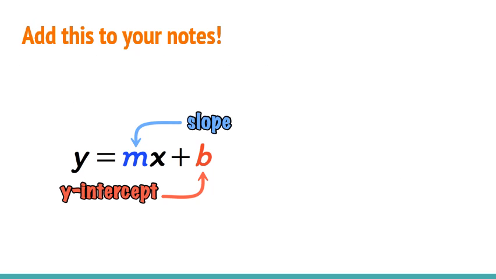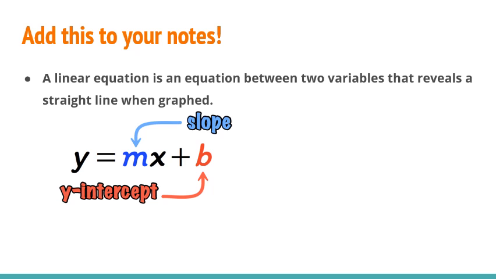Okay, this is what you should add to your notes. y equals mx plus b is slope-intercept form. A linear equation is an equation between two variables that reveals a straight line when graphed. That's why it's called linear, right? A linear equation. We prefer it in the y equals mx plus b format because we can easily pick out our slope and we can easily pick out our y-intercept value.